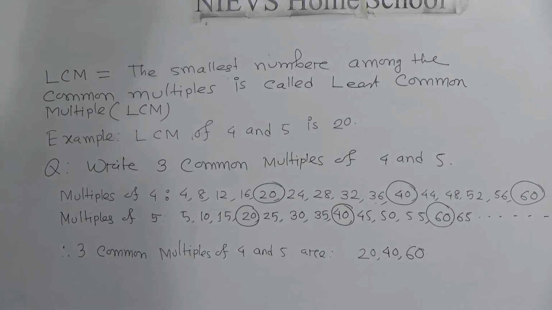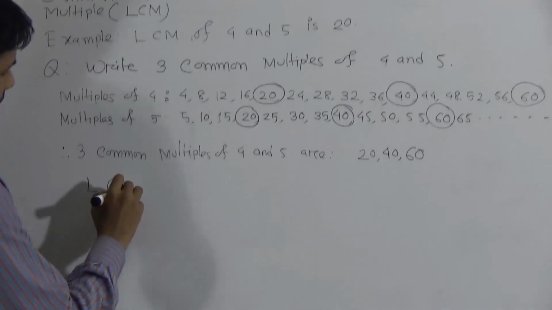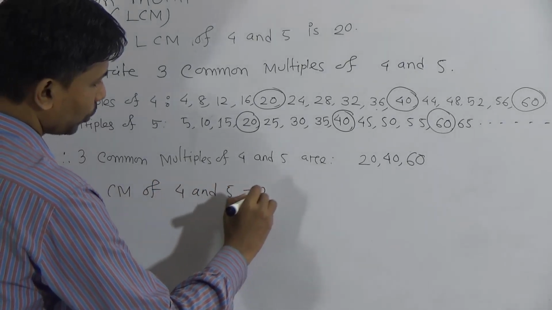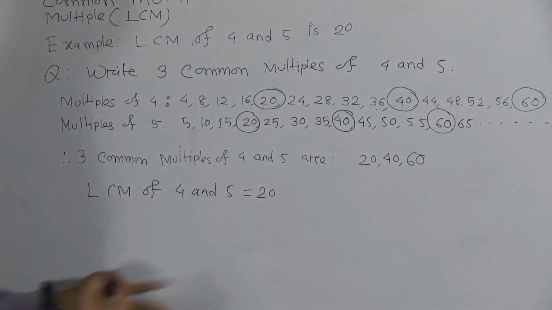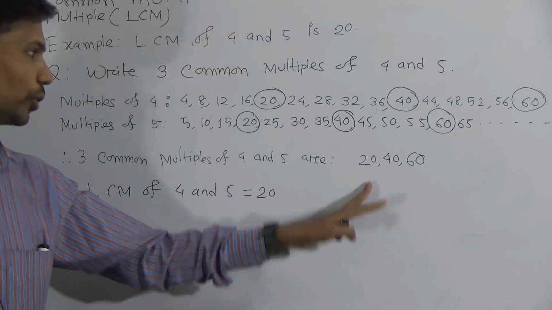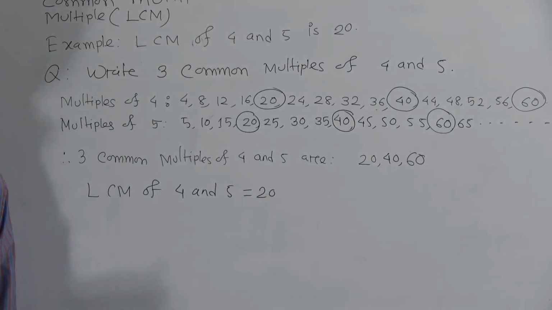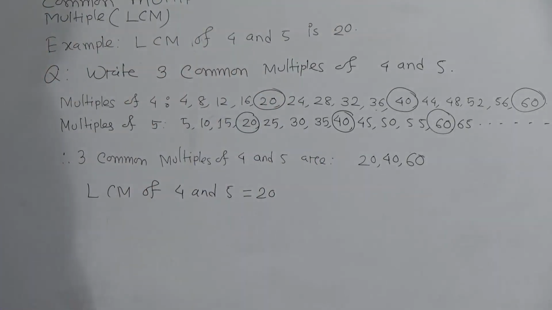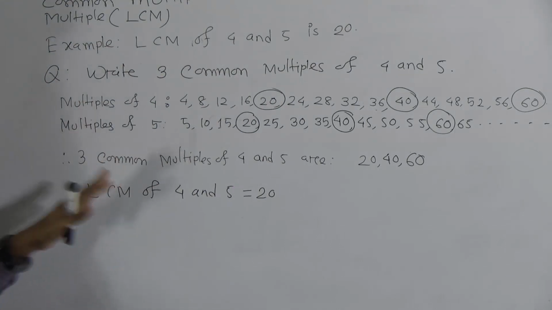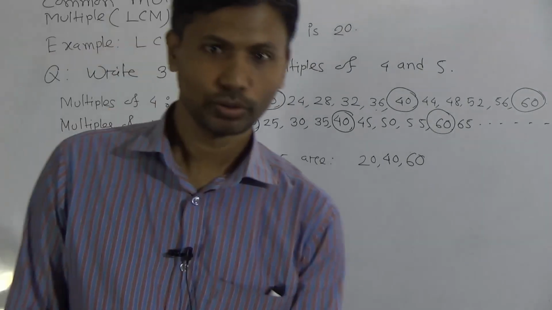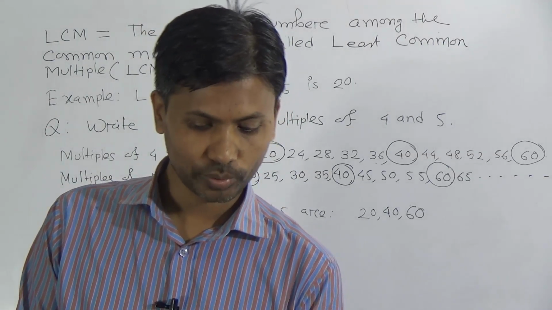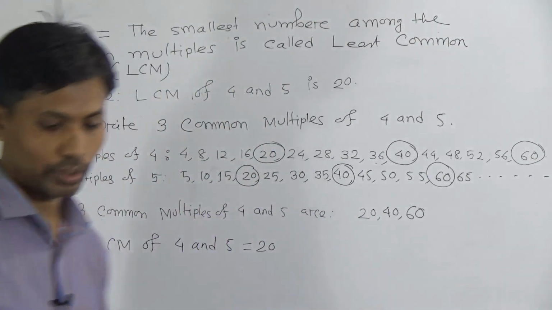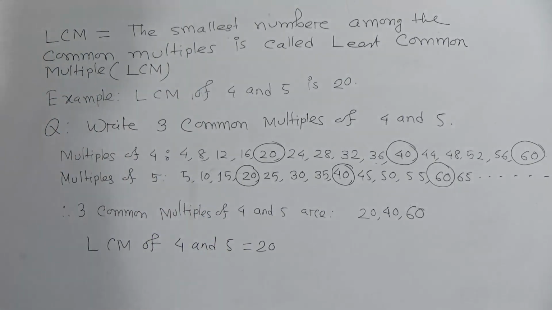Now write the LCM of 4 and 5 equal to 20. That means among the common multiples, 20 is the least common. So 20 is the LCM. Student, this is one process to determine the LCM. Now I will discuss another process, which is taken from your book, page number 37. You see question number 4.